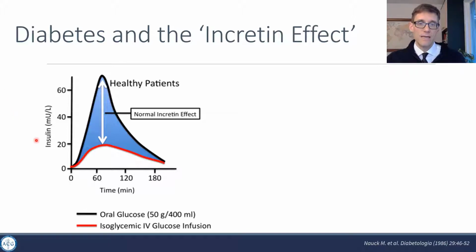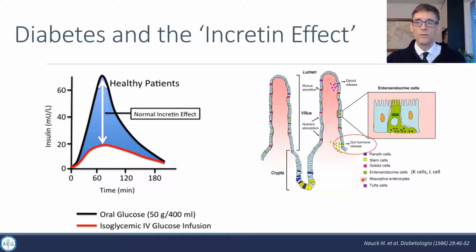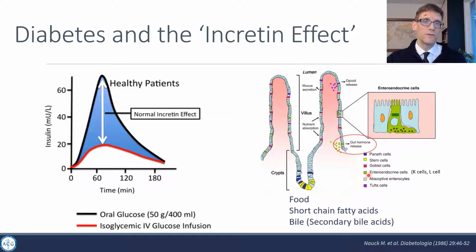In order to understand the mechanism of action for many of these devices, it's important to understand the incretin effect. If you give a subject a set amount of glucose intravenously, they'll produce a set amount of insulin seen by the red line. If you give them the same amount of glucose orally, they produce much more insulin. And this is thought to be a normal incretin effect, and is due to the release of gut hormones from enteroendocrine cells in response to food, short-chain fatty acids, or bile.